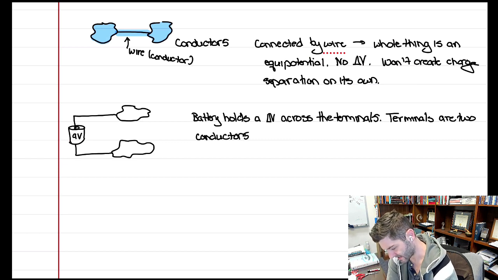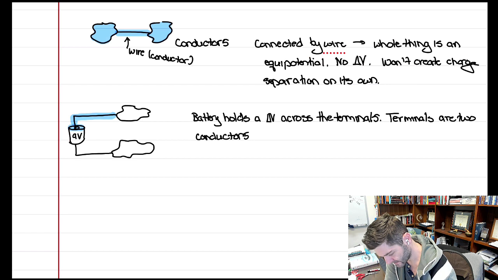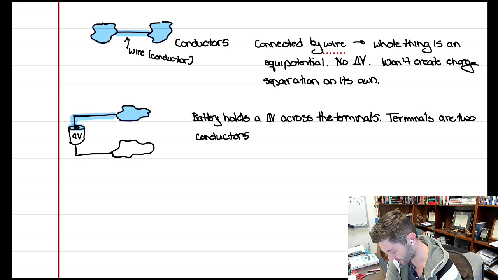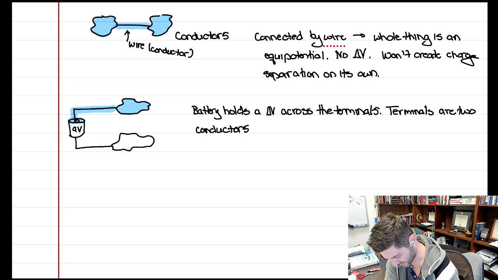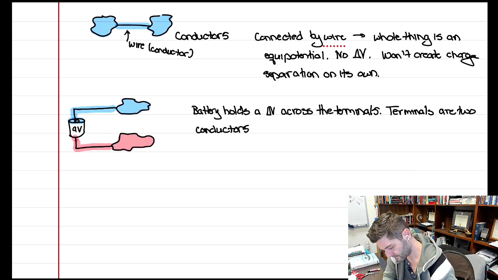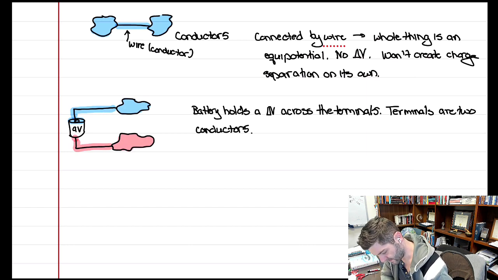So by connecting the top terminal via a wire, that creates an equipotential surface along the wire. And then since it touches this conductor, that conductor is held at the same potential. We'll call it 9 volts. Similarly for the bottom, the wire and then this conductor get held at that potential. So in this case, the battery does establish a potential difference across the two conductors.